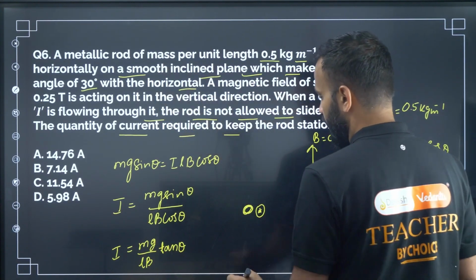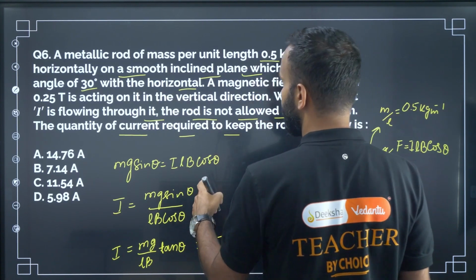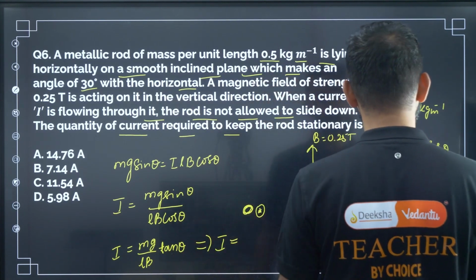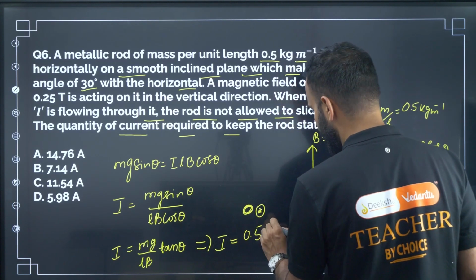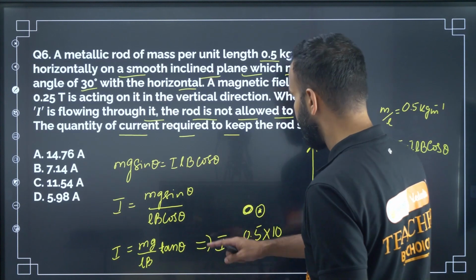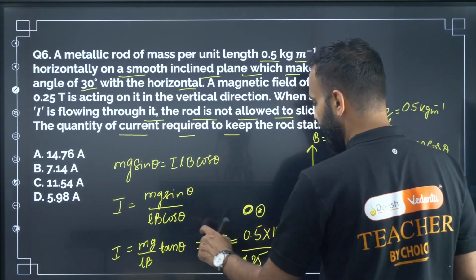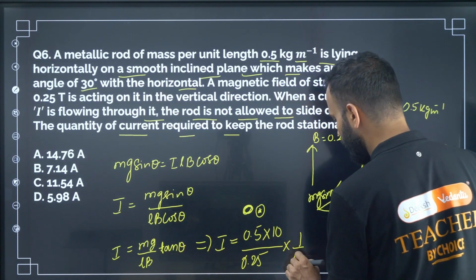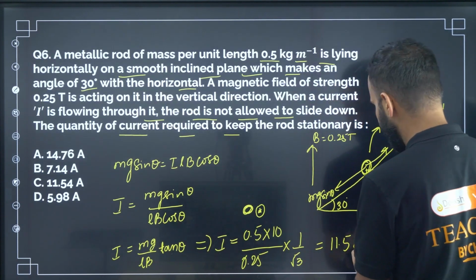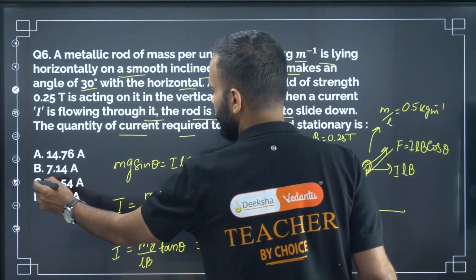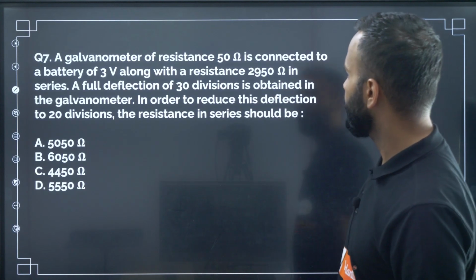Now m by L is given, right? m by L is 0.5, into g is 10, divided by B. B is 0.25 into tan 30 degree, that is 1 by root 3. Now solve this, you will get 11.54 ampere. So the correct option is C. 11.54 ampere.